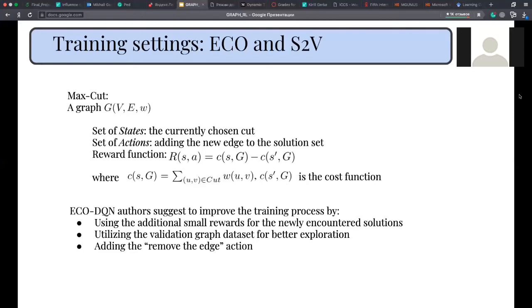This setting is used in the Struct2Vec paper, but the ECO-DQN authors suggest to improve the training process and this formulation by adding the additional action of removing edges from the current solution and adding some small rewards for exploration of new states.